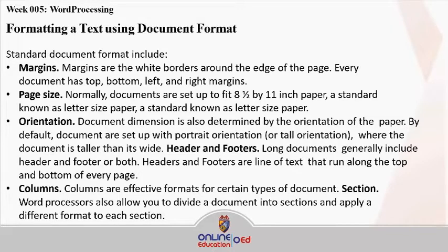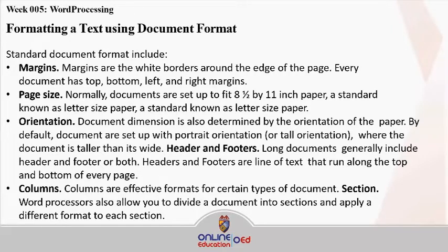And then we have also columns. So columns are an effective format for certain types of documents. We can divide the parts of the document through columns. So we have different options. We can have two columns, three columns. So it depends on your preference. So that is columns. And then we have the section.